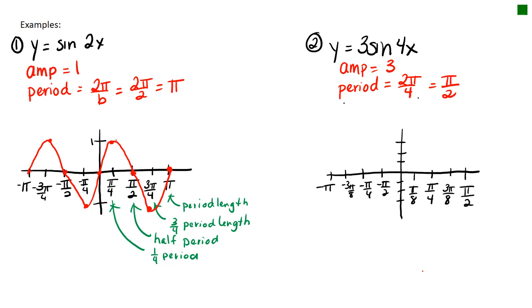All right. And then the sine, we start at 0. This time we go up to 3. We come back down. We go to -3. We come back. Down to -3, 0, up to 3, come back. And there's my two periods, one positive, one negative.